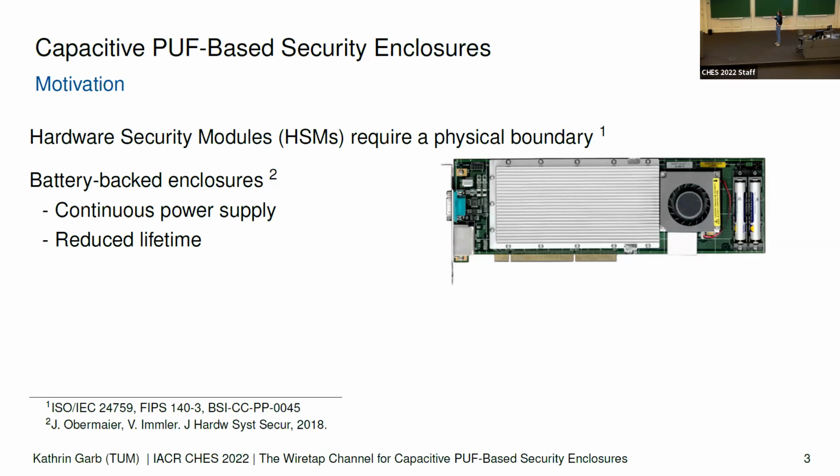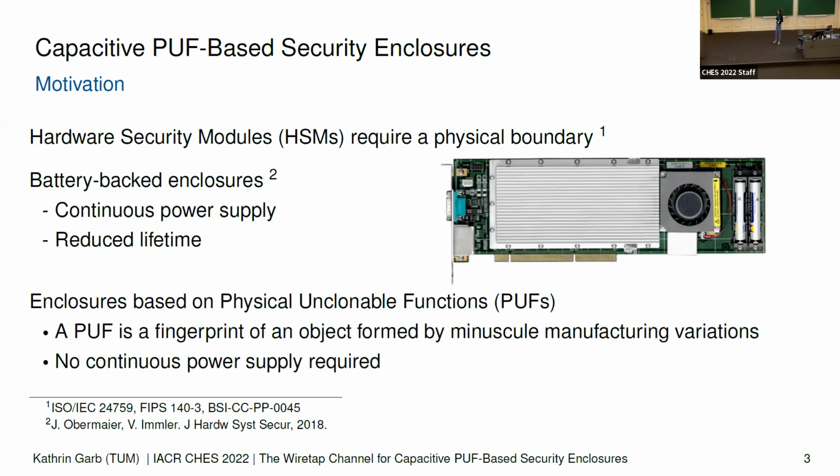So these HSMs have been around for a while. And here, this is the cover that protects a certain part of the PCB. And within this cover, you have a mesh of traces, a mesh of electrodes whose resistivity you continuously measure and monitor in order to determine whether a tamper event has occurred. And the problem with this is that you need a continuous power supply in the form of a battery. And this comes with a reduced lifetime and a higher sensitivity towards external influences.